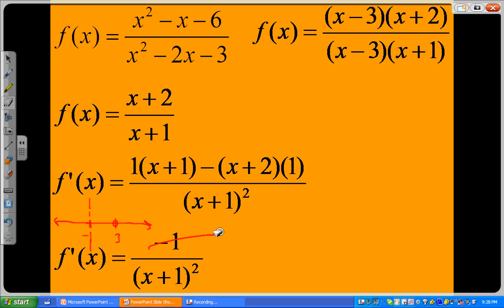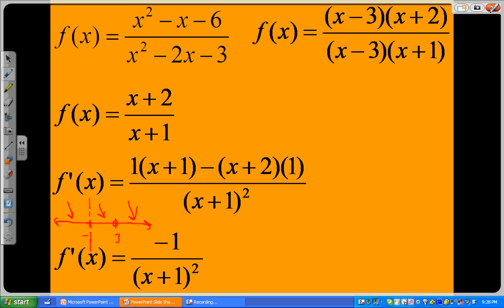So you use those just like critical numbers to find out whether it's increasing or decreasing. For instance, if I put in a negative 2, it's going to be a negative number, so it's going to be decreasing. If I put in 0, still going to be negative, still going to be decreasing. If I put in 5, still negative. So the graph is always going to be decreasing. Okay? The graph's always going to be decreasing.